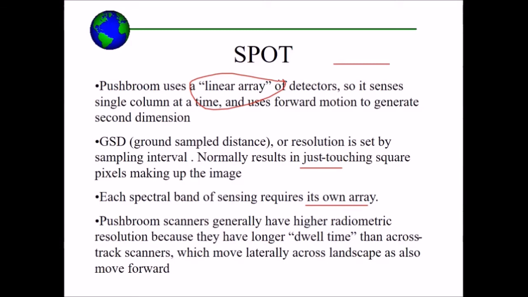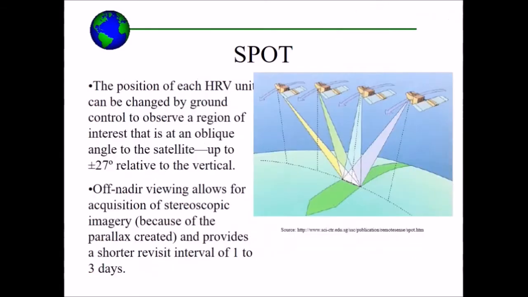Push broom scanners generally have higher radiometric resolution because they have longer dwell time. Radiometric resolution means if an image is 8-bit, so 2 to the power 8, we say that 8 is the radiometric resolution, and it can give you 256 shades. Across track scanners do not have this dwell time, as they move laterally across the landscape as well as forward.